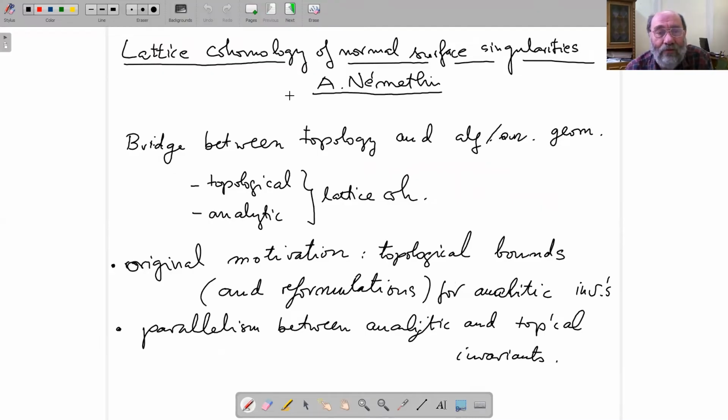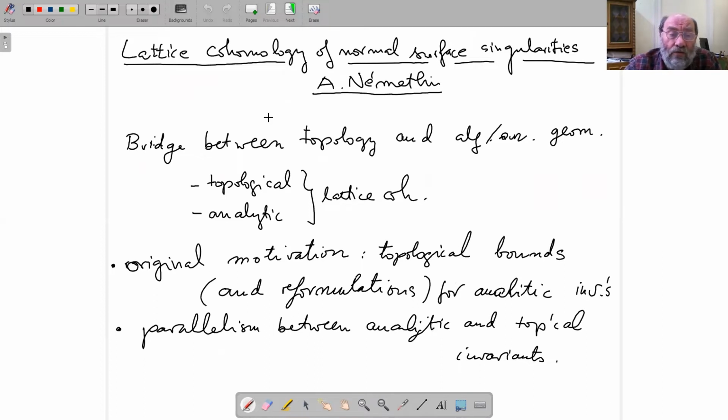Thank you very much for the invitation and for the opportunity to speak at your conference. My topic is the lattice cohomology associated with normal surface singularities. Maybe at the end I will speak also about other dimensions, about curves and about higher dimension.